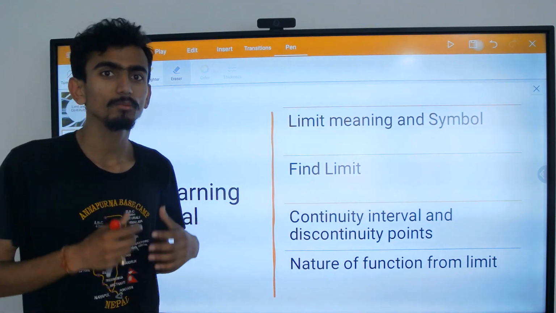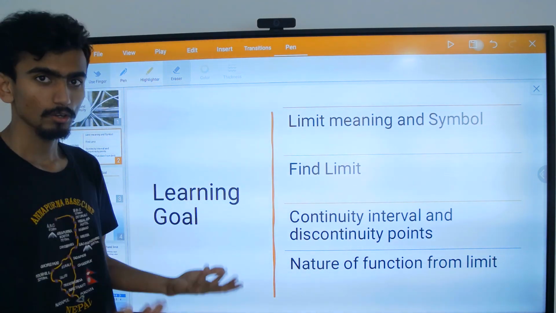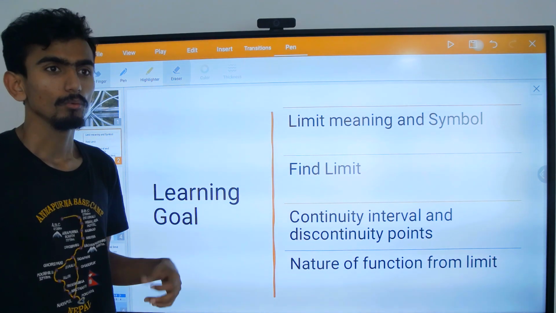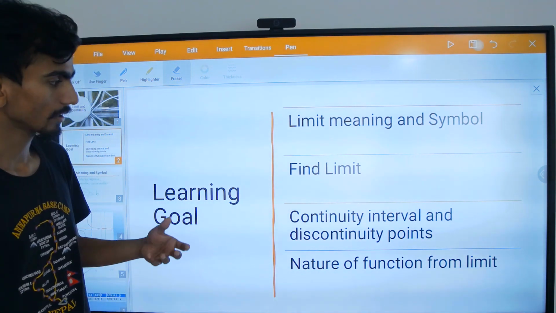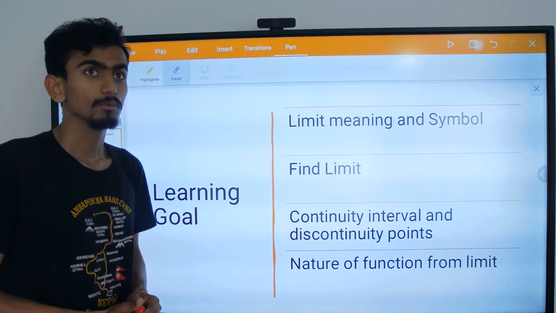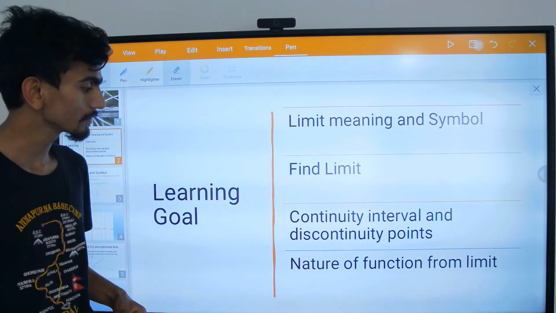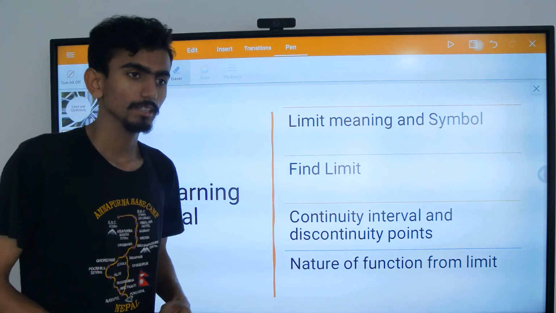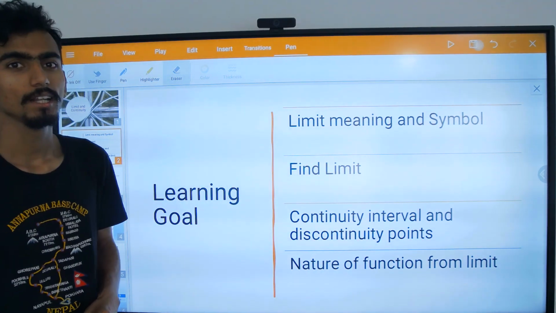We'll see the interval in which a function is continuous, and also we'll see where the function is discontinuous, or what we call point discontinuity. Next, we will also see the nature of the function by knowing the limit of the function.